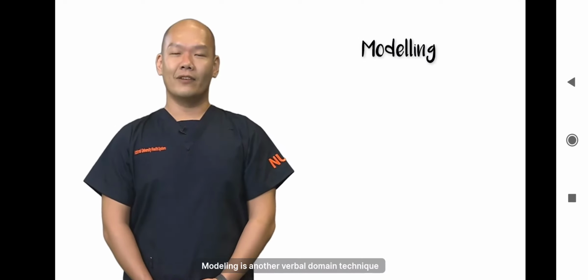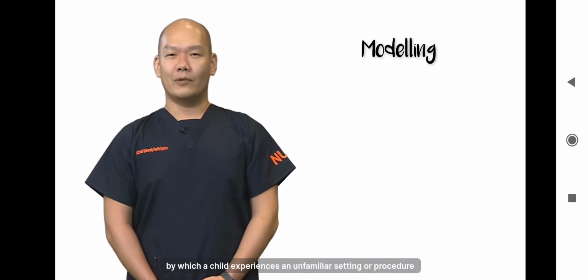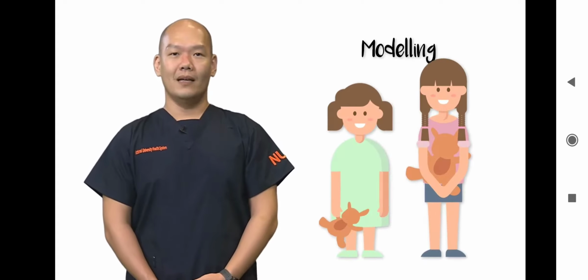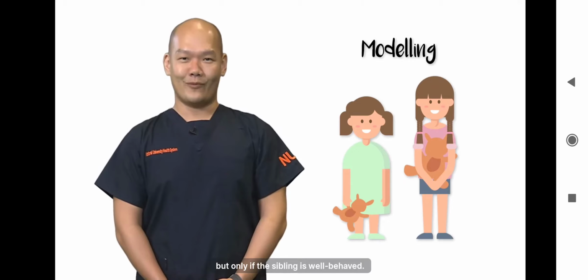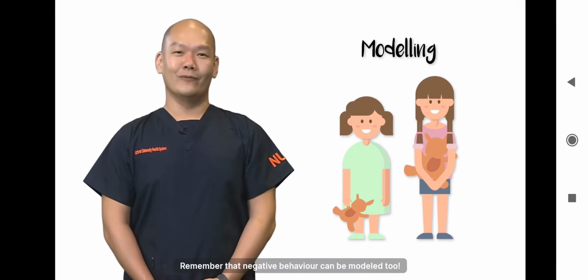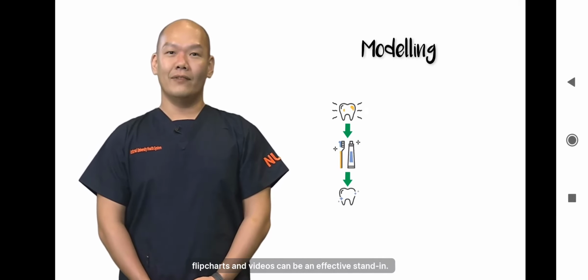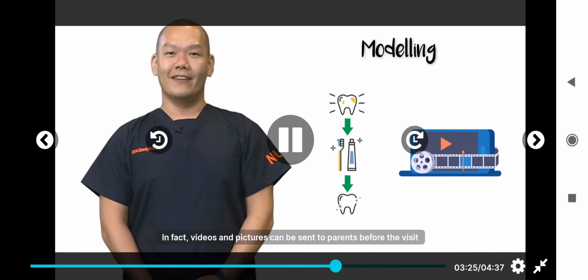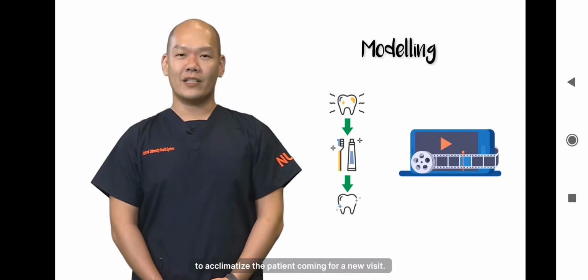Modeling is another verbal domain technique by which a child experiences an unfamiliar setting or procedure by first seeing it happen to someone else. An older sibling can be very useful in this situation, but only if the sibling is well behaved. Remember that negative behavior can be modeled too. In situations where no older siblings are available, flip charts and videos can be an effective stand-in. In fact, videos and pictures can be sent to parents before the visit to acclimatize a patient coming for a new visit.